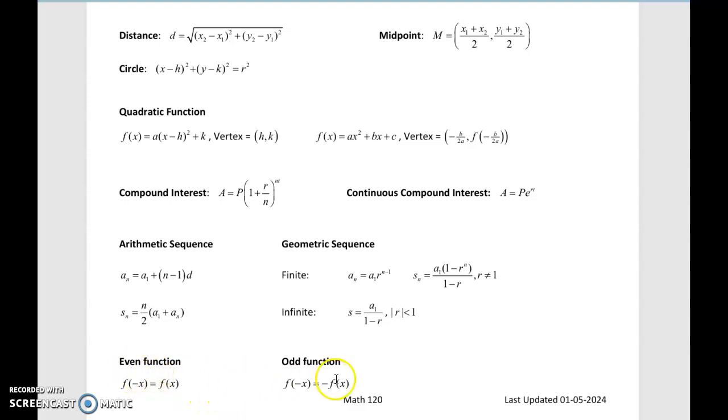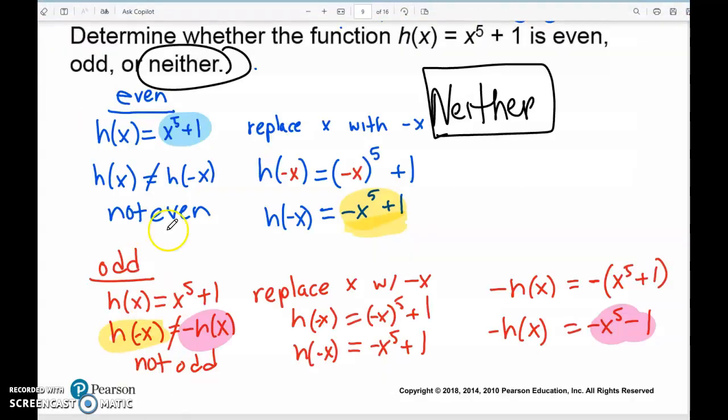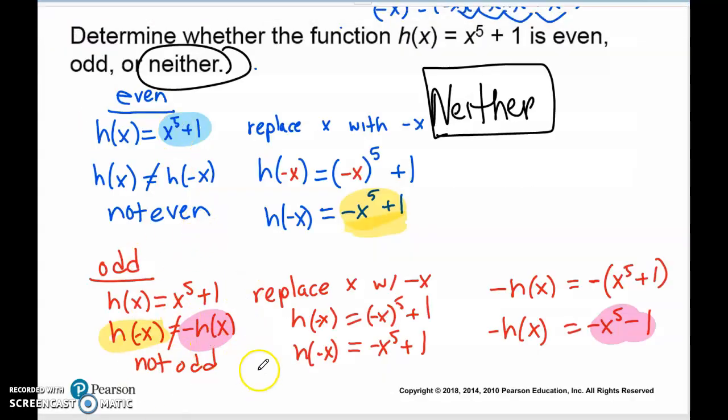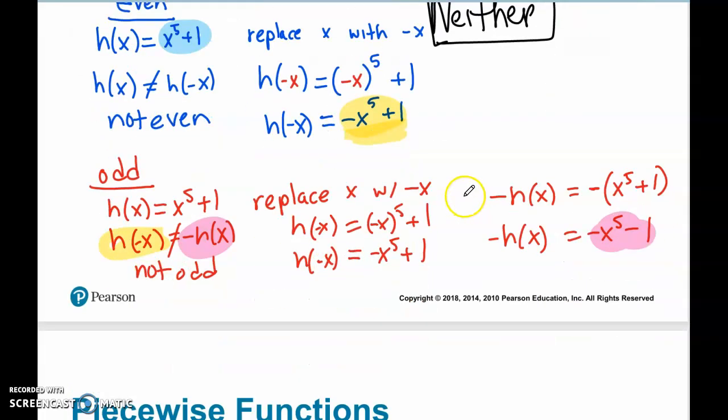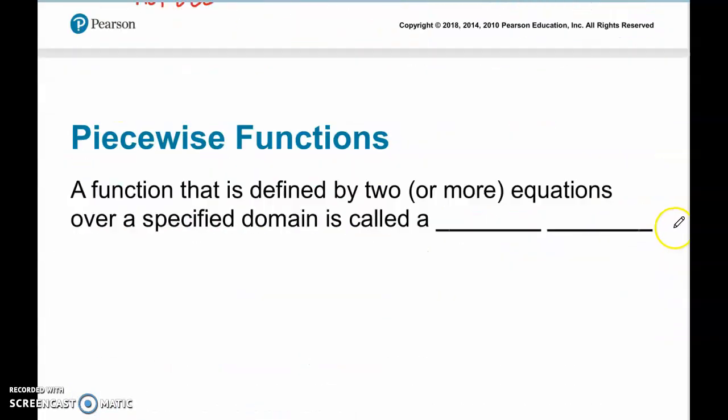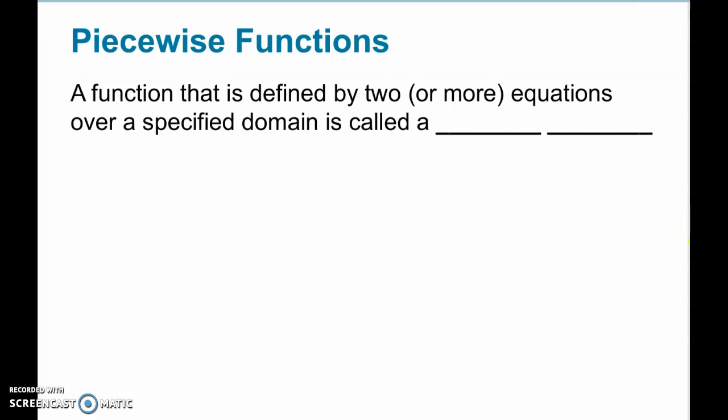So at the bottom of the formula sheet, you have the rule for an even function and the rule for an odd function, so that you can apply this. So you don't have to memorize what makes it even or what makes it odd. We just need to show the algebra behind it and then decide if it's even or odd. So let's move on to our next topic.